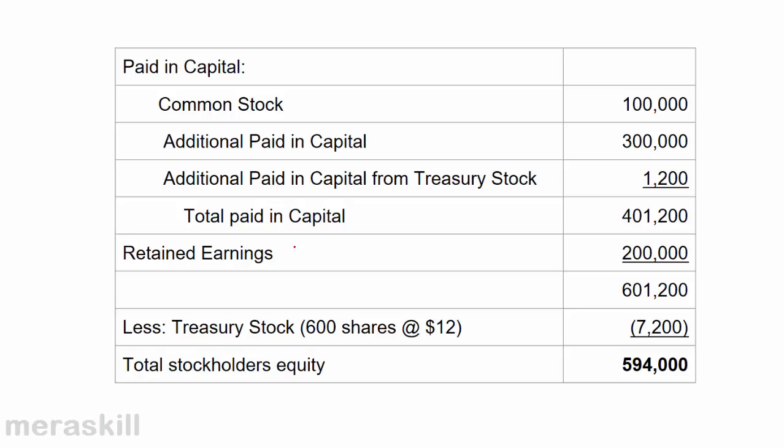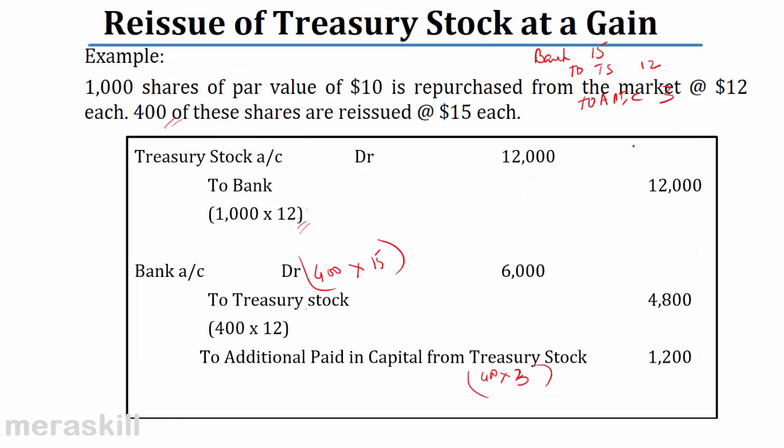Now let us look at the balance sheet. If you remember, the balance sheet before you had 100,000, 300,000 and therefore that was 400,000. Right? Now we have additional paid in capital from treasury stock 1,200 from our previous example.